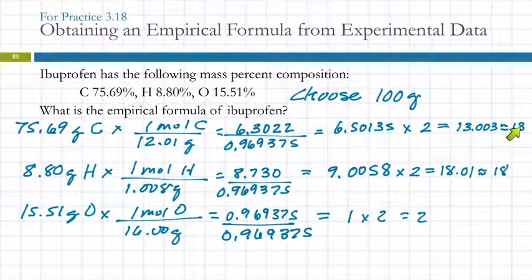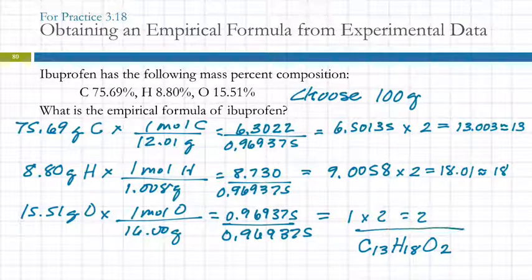So this is a ratio of 13 to 18 to 2. That can't be simplified, right? If you try to simplify it, you get something like 6.5 to 9 to 1. So those are our subscripts. For carbon, the subscript is 13. For hydrogen, it's 18. And don't be disturbed that those are large numbers. It's okay. Oxygen is 2. That's the formula for ibuprofen. Any questions?